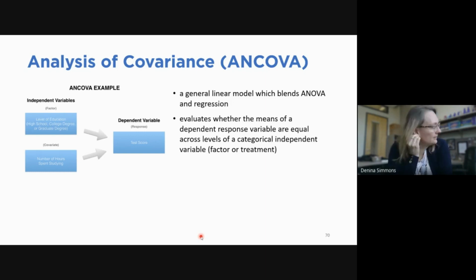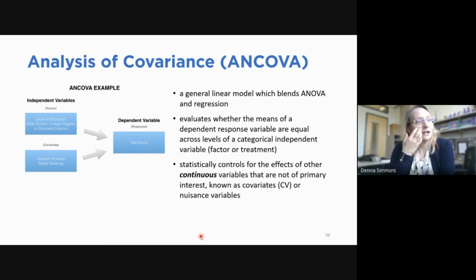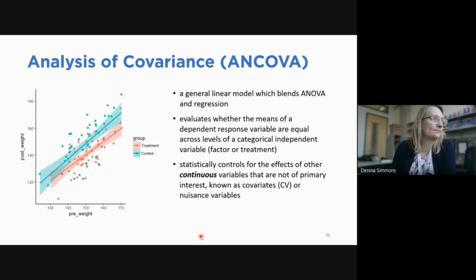It evaluates whether the means of the dependent response variables are equal across different levels of the categorical independent variable, or the factor of treatment. So you have a dependent response variable and two independent variables: a factor and a covariate. Statistically, this controls for the effects of other continuous variables that may not be of primary interest, which are usually known as covariates or nuisance variables.